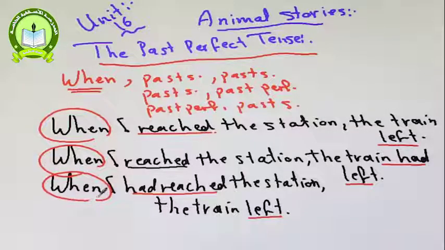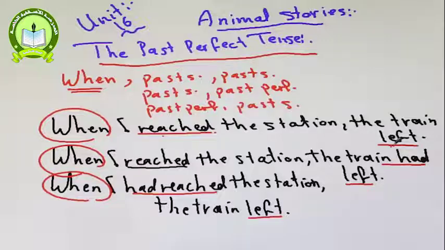Is there a difference in meaning? Yes, there is a big difference in meaning. The first one, past simple, expresses two actions that happened at the same time. There is no difference in time between the two actions. I reached, and the train left. I may catch the train or may not. When I reached the station, the train left. The two actions happened at the same time. So there are no different times for the two actions. So both of them are in the past simple.